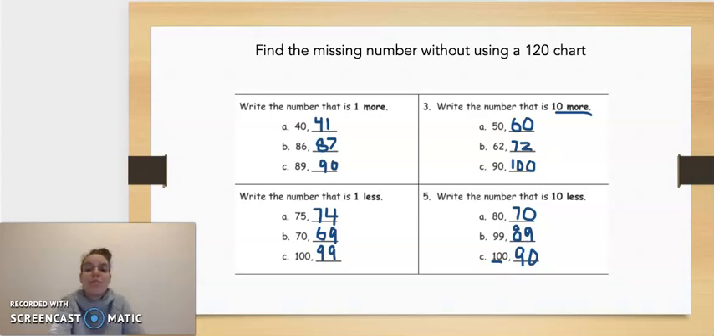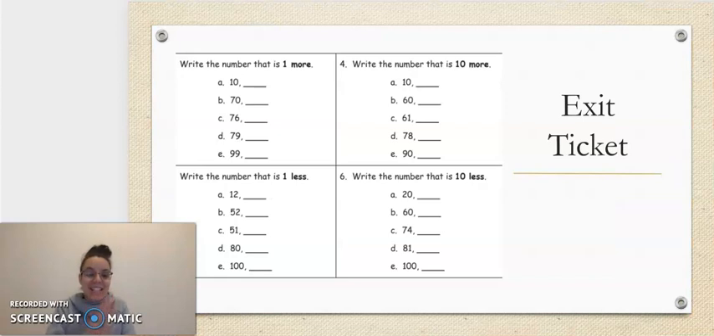Moving on. Exit ticket time. You guys are going to get to use what you know. Again, we did this in school before you guys left, and so it should just be review. If you are struggling, definitely go ahead and pull up a 120s chart. But if not, you can even draw out a place value chart with 10s and 1s, and change those numbers in the 1s place or change the numbers in the 10s place, okay?